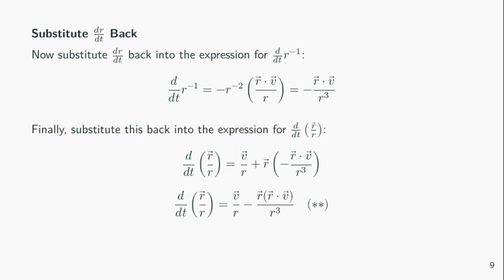Now let's substitute this expression for dr by dt back into our expression for the derivative of r to the power of minus 1. The derivative of r to the power of minus 1 with respect to time is minus r to the power of minus 2 times vector r dot vector v over r. This simplifies to minus vector r dot vector v over r cubed. Finally, let's substitute this back into our expression for the derivative of vector r over r. d by dt of vector r over r equals vector v over r plus vector r times minus vector r dot vector v over r cubed. This simplifies to vector v over r minus vector r dot vector v over r cubed. Let's call this equation double star.